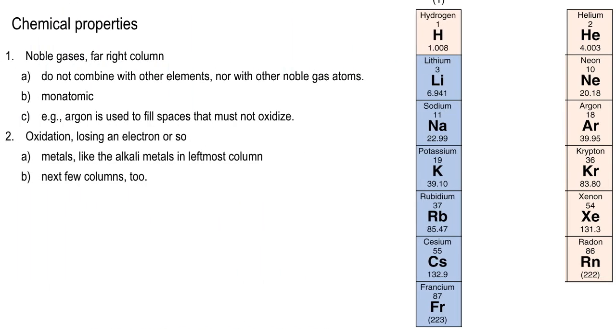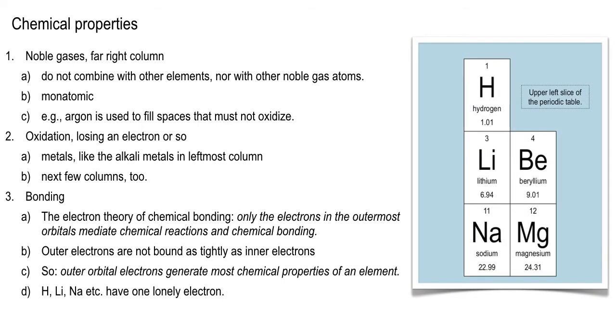Another really important property in the chemical elements is what we would call oxidation. That means to lose an electron, or maybe one or two electrons. The alkali metals in the leftmost column are the ones that are the most easily oxidized. And the next few columns after that, the second column and so forth, are pretty easy to oxidize too. And that is important because of bonding.